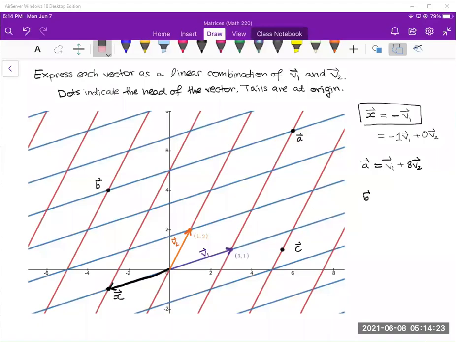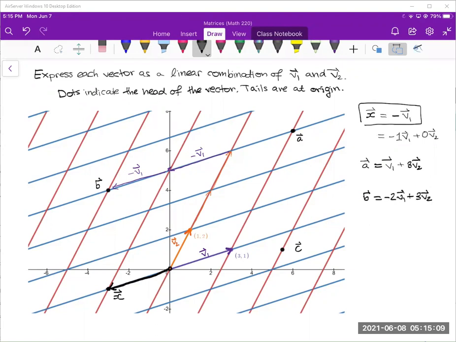Now this time, we can imagine getting there by starting out at the origin. If we travel in the direction of v2, we get v2, 1, 2, 3 copies of v2. Then we're going to go in the opposite direction of v1. So negative v1. We go negative v1 and negative v1. Okay. And so b can be expressed as negative 2v1 plus 3v2.